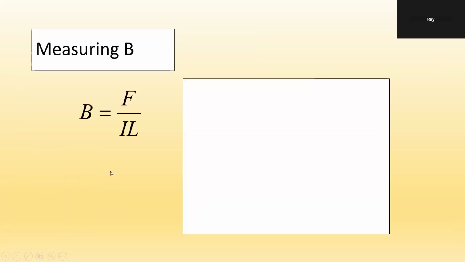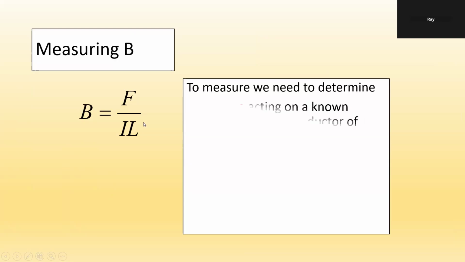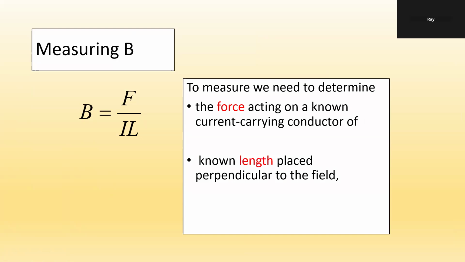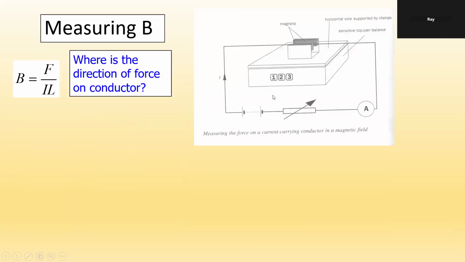To measure B, we need to determine the force acting on a known current carrying conductor of known length placed perpendicular to the field, with a known current in the conductor. For electric field, it is force divided by charge. Similarity there, except this IL is like Q.